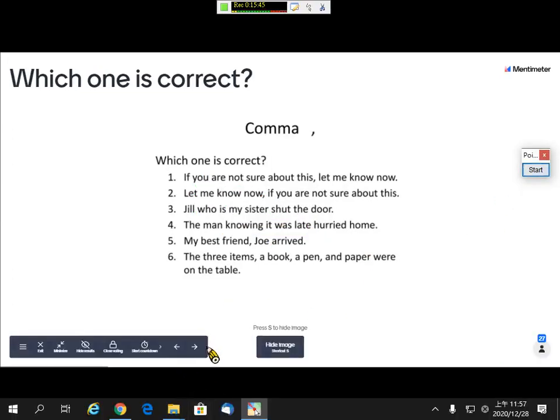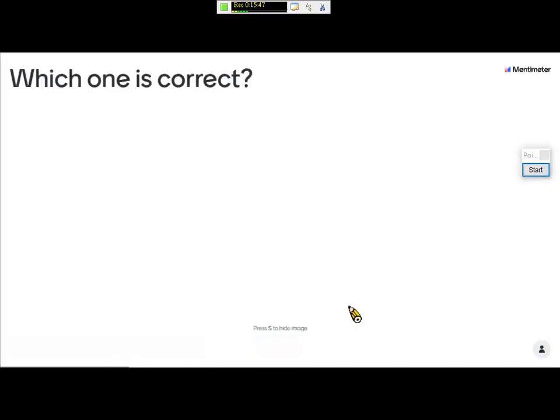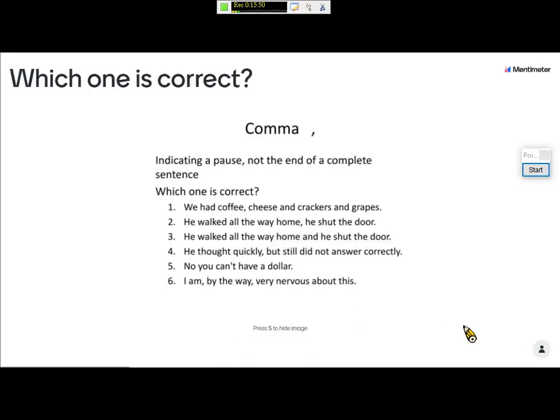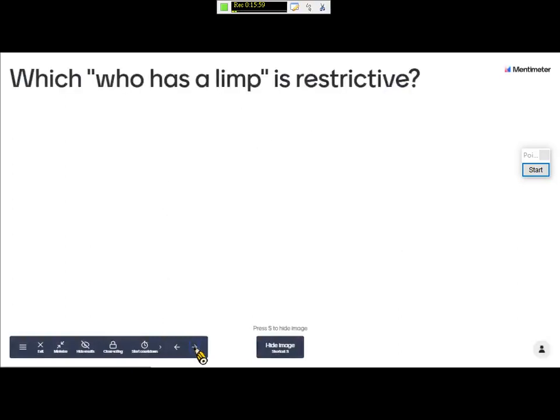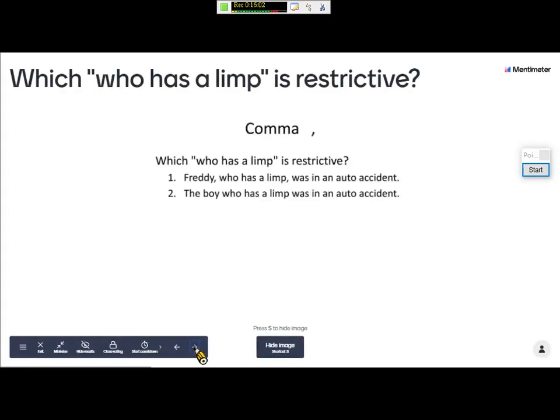Okay, we still have 3 minutes to practice one more. Then let's look at this one. Comma again. Oh, no. Forget this one. The same. Not a typo. How about this one? Comma. Now we have to tell the difference between restrictive and unrestrictive. Which one is restrictive?